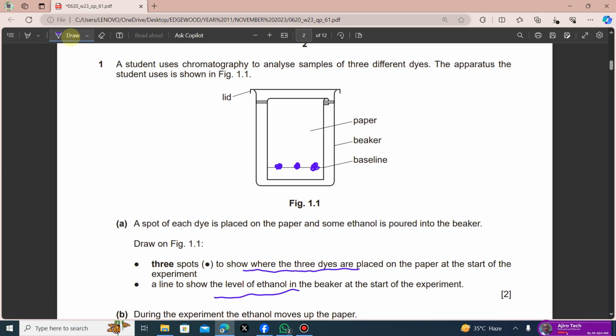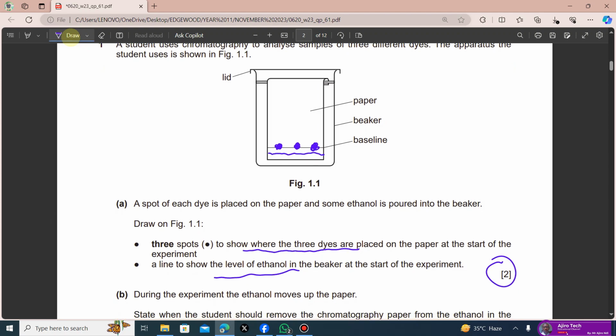Now the next one says a line to show the level of ethanol in the beaker at the start of the experiment. You need to be careful here. The level of ethanol should be below the baseline, somewhere around here, so that there is a point at which the ethanol rises all the way to where the spots are. You could just use a line there to show the level of ethanol. It doesn't have to be too close to the baseline. You have to give some distance so that the solvent can travel to where the spots are. And that should get you the 2 marks for this particular question.